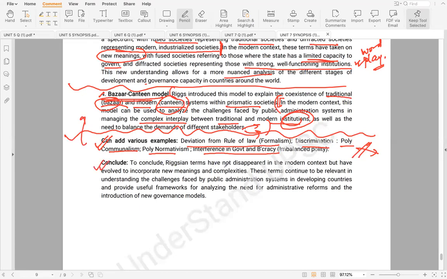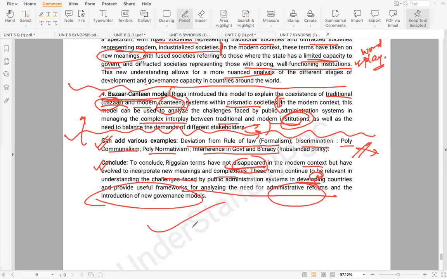Conclusion: to include, Riggsian terms have not disappeared in the modern context but have evolved to incorporate newer meanings and complexities. These terms continue to be relevant in understanding the challenges faced by public administration systems in developing countries and provide useful frameworks for analyzing the need for administrative reforms and the introduction of new governance models.